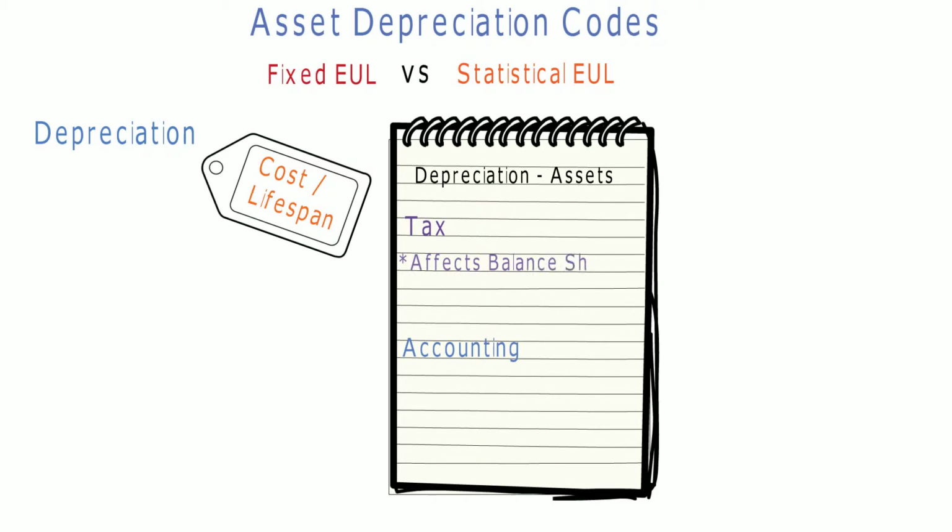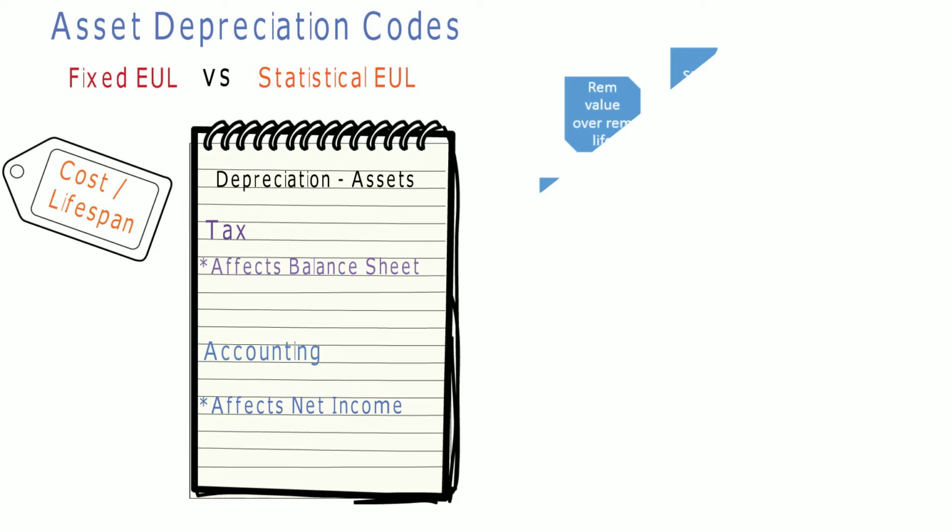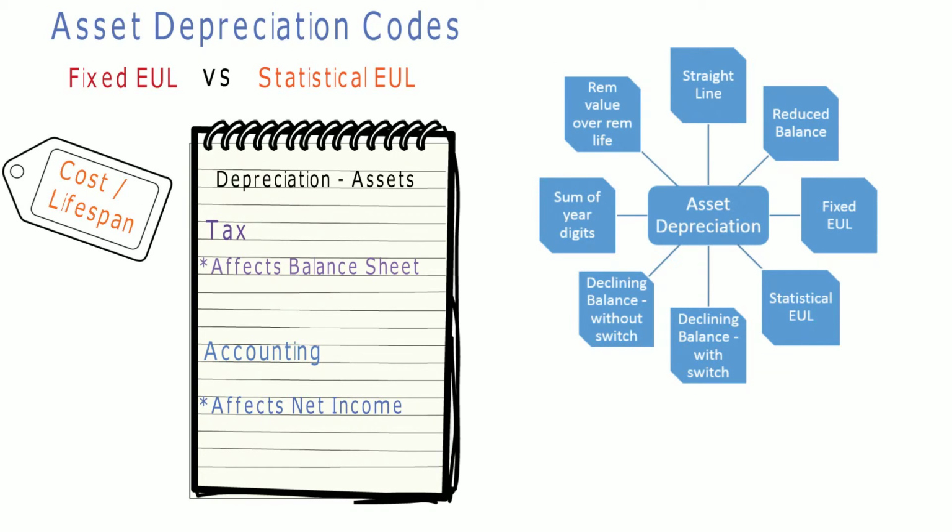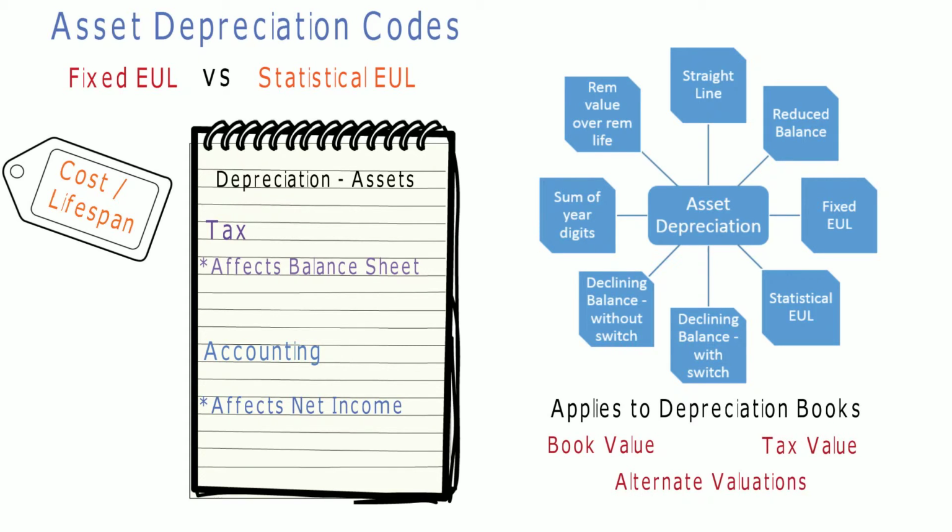The former affects the balance sheet of a business or entity, and the latter affects the net income that they report. Syspro allows different depreciation types or methods to be applied to assets. Depreciation codes can be applied to all depreciation books, such as book value, tax value, and all alternate valuations.